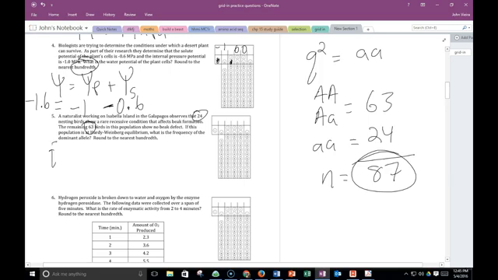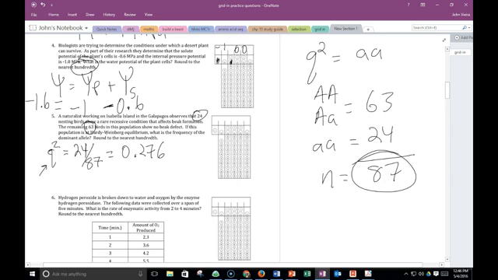So you've got to find q squared. Now, is that 24? Nope. It's a genotypic frequency, so it must be in a percentage or a decimal that represents a percentage. So it's not 24 divided by 63. It's 24 divided by the total, which is 87. So out of 87 birds, 24 of them had the recessive condition. That's going to give you 0.276.